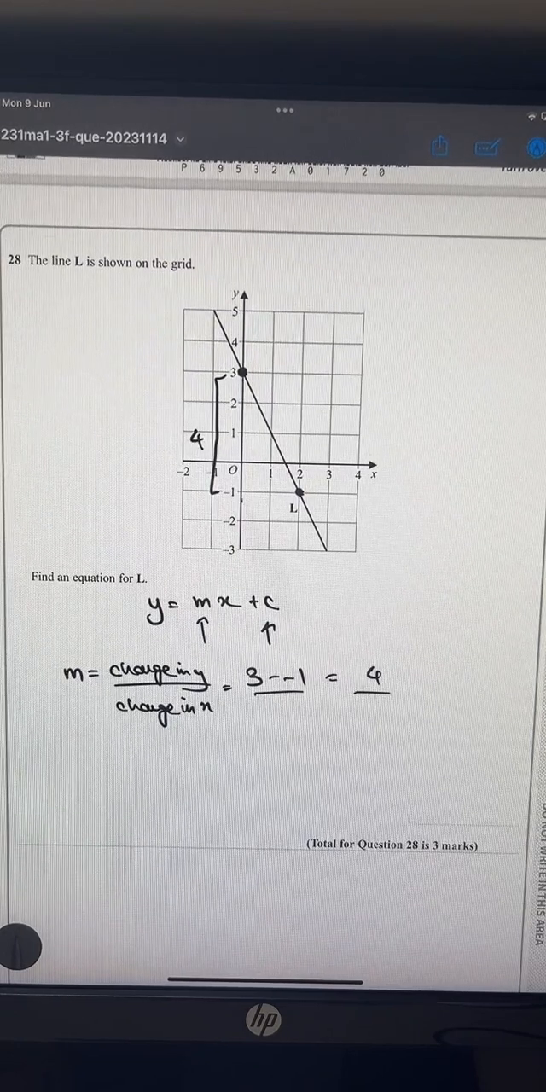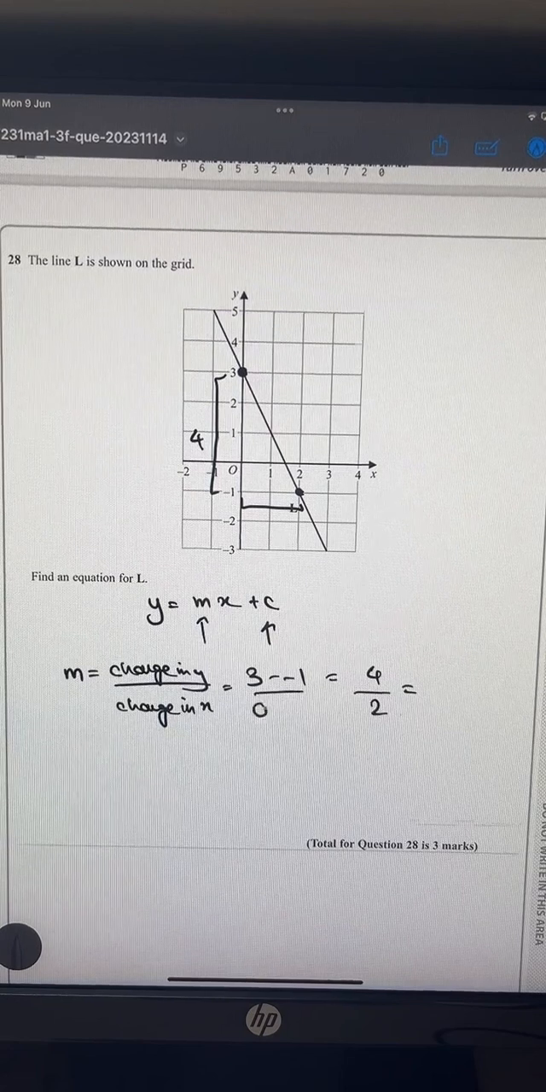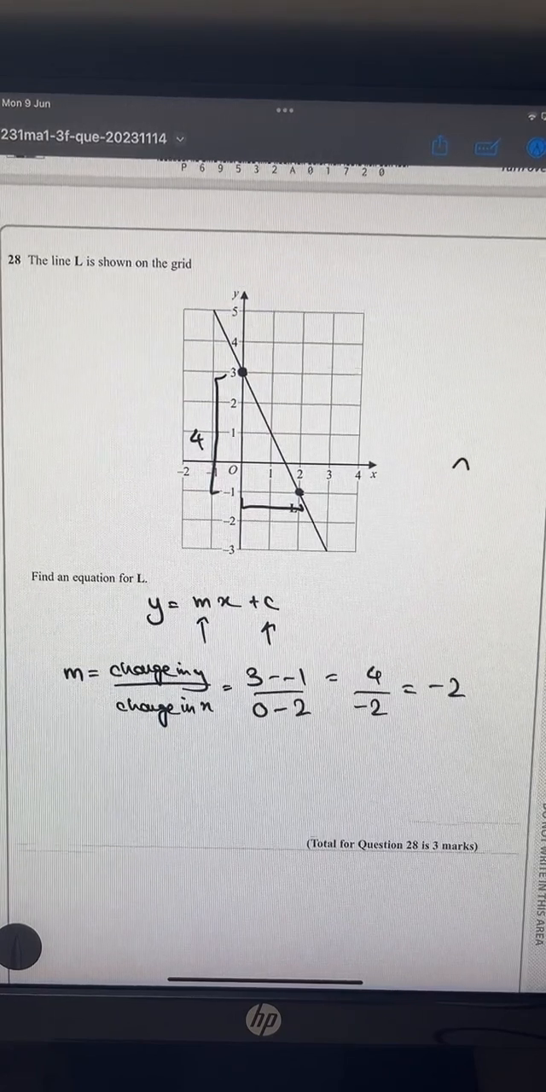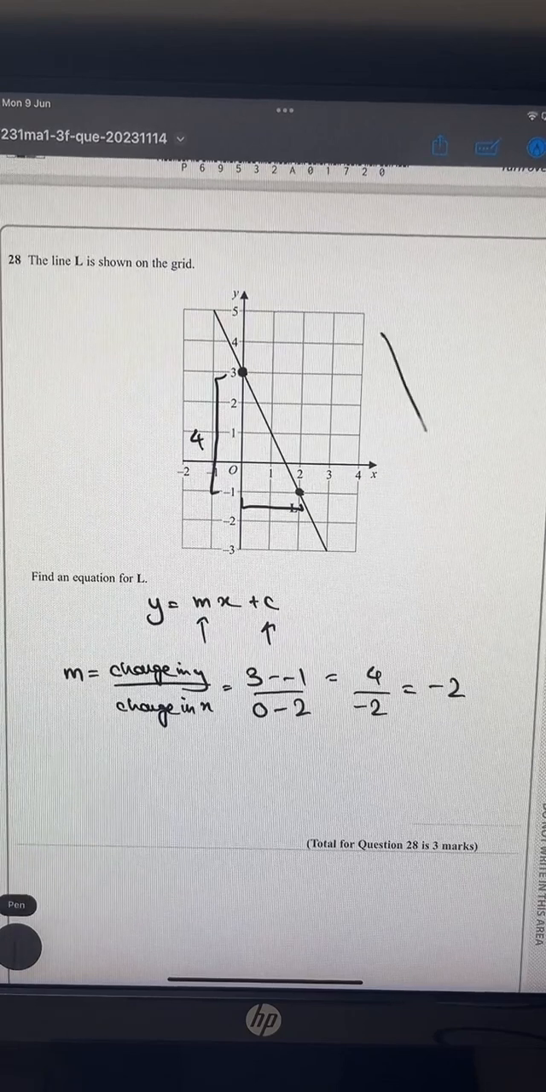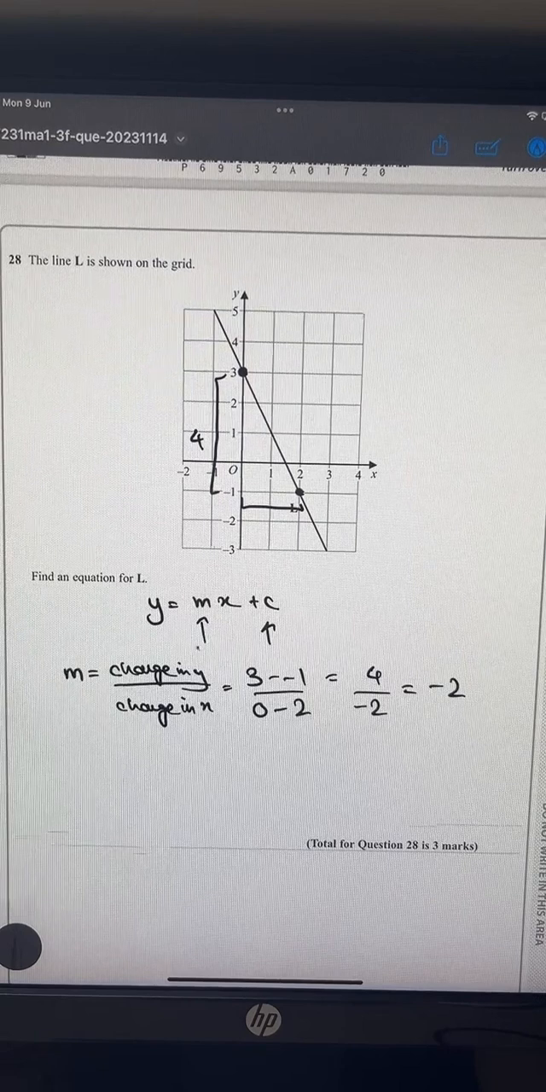From x here to here is 2, so you know it's just 2, right? But what you need to notice is it's negative, right? So here you're doing 0 subtract 2, so it'll be -2. So that is your gradient, yeah? It's going backwards, so you know your gradient is going to be negative, yeah? We found m. Cool, let's find c.